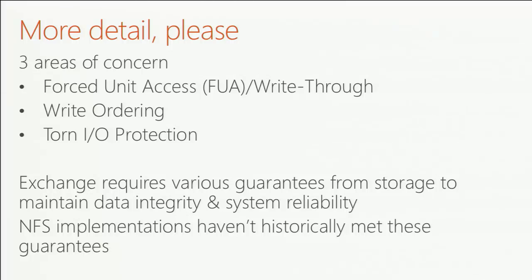So talking in detail about reliability, there's 3 areas that we've had problems with that are super critical for Exchange, and for making sure that we maintain the reliability and the consistency of data within Exchange, within the store, within Jet. So 3 areas of concern: forced unit access and write-through. And what we're basically talking about there is the ability of Exchange to say to the storage stack beneath it, I'm issuing you an I/O, and I want that I/O to hit the disk. I don't care how many layers of caching there are in between me and the disk. I want you to do exactly what I'm telling you to do. And when you come back, I expect that it was done.